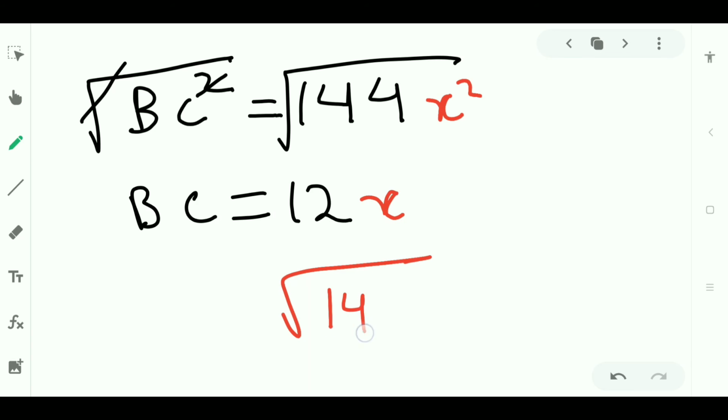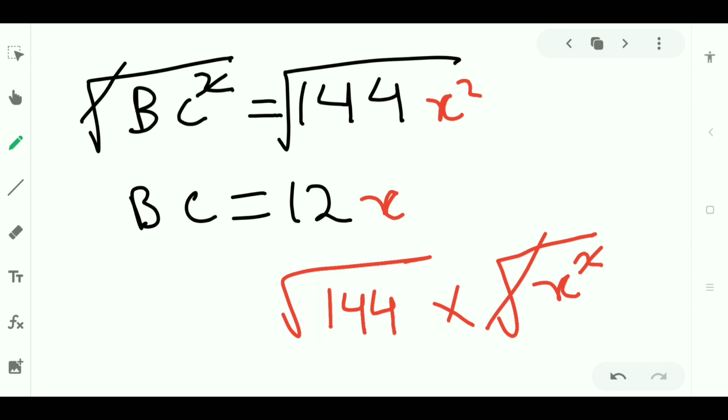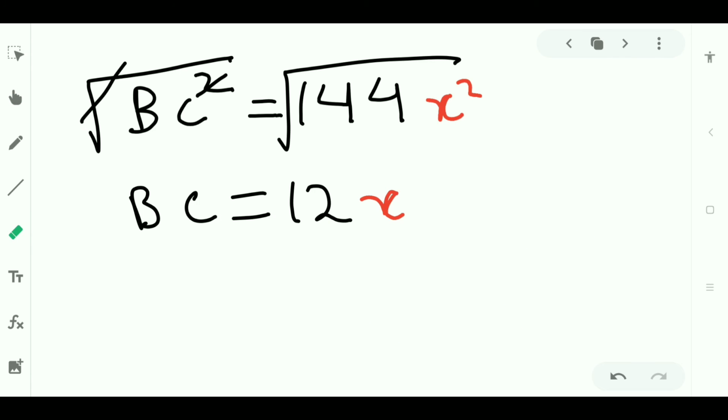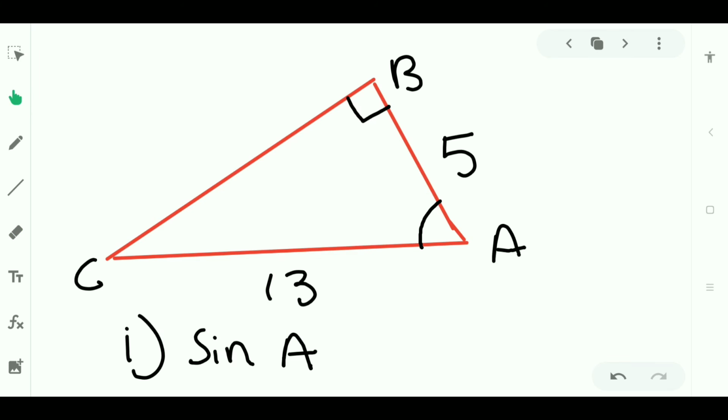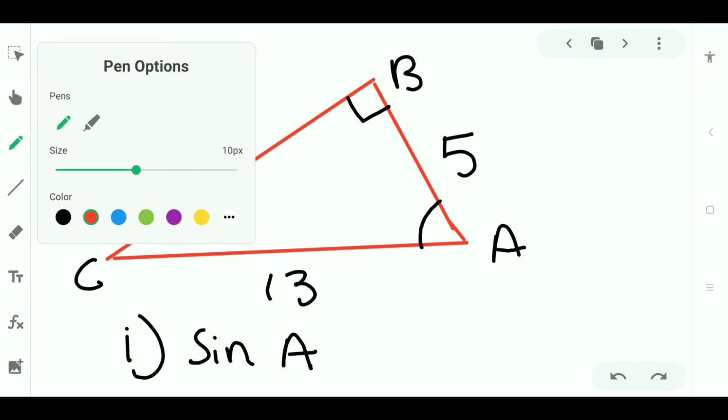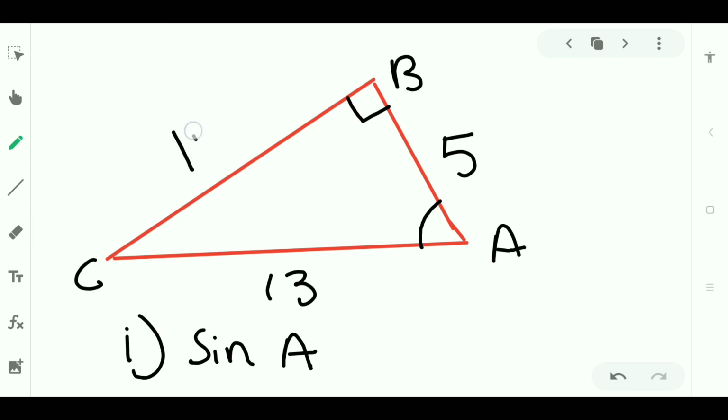What is 144 x square? Root over 144 into root over x square. Here root and square cancel. So here root 144 is nothing but 12, and here root x square is nothing but x. So we are getting 12x, and while writing this 12x on the diagram, you should not mention the x. You should just write 12. Okay. That we have to do for every problem unless and until it is given a unit.